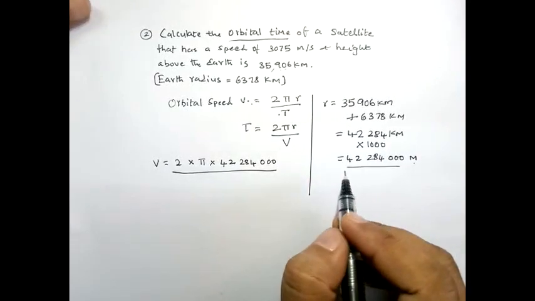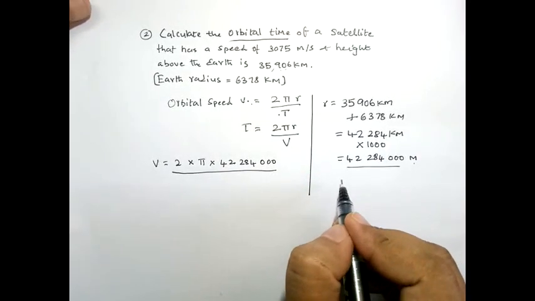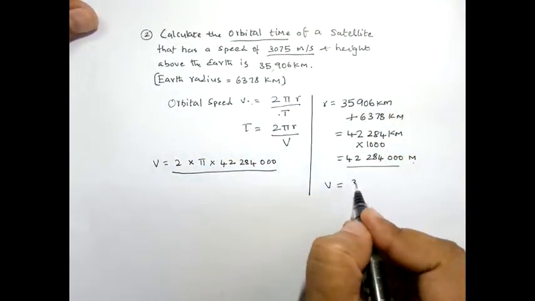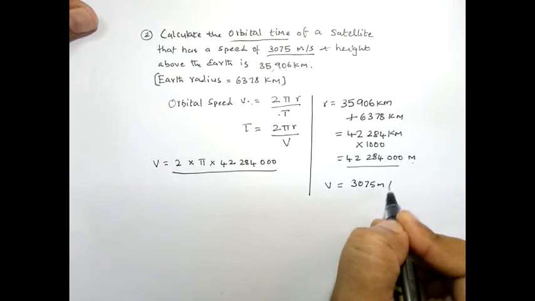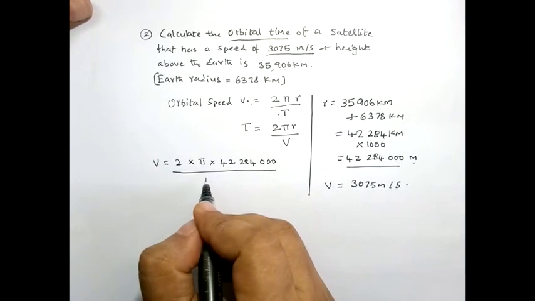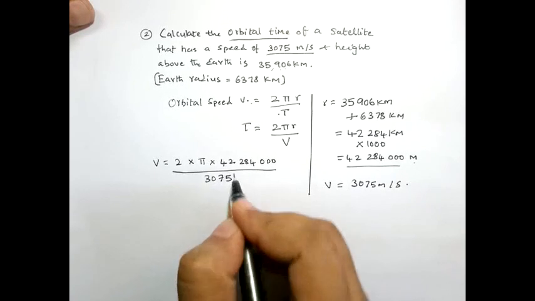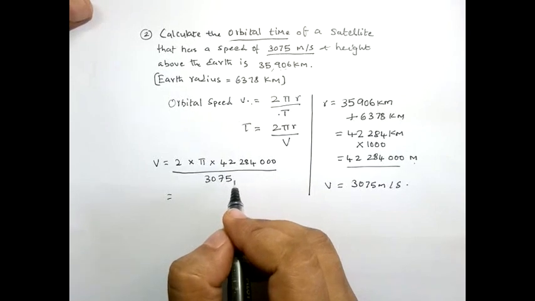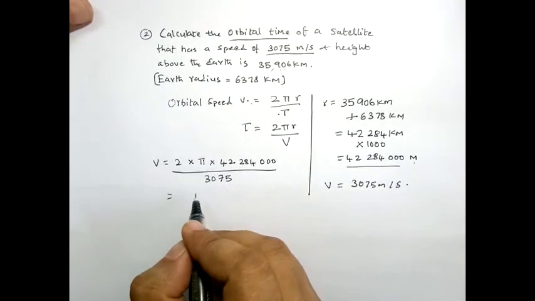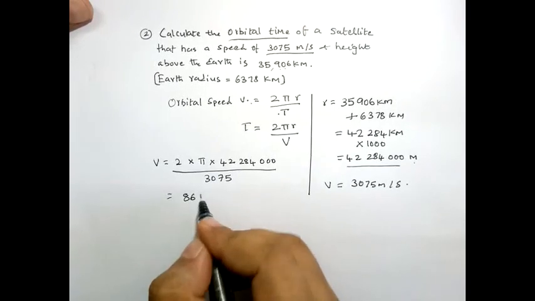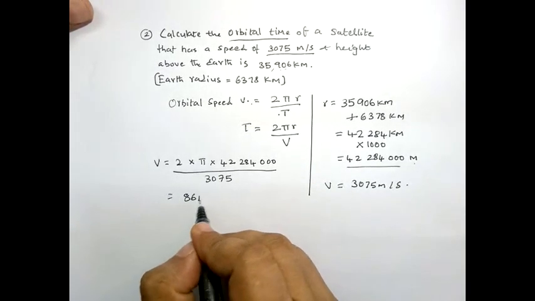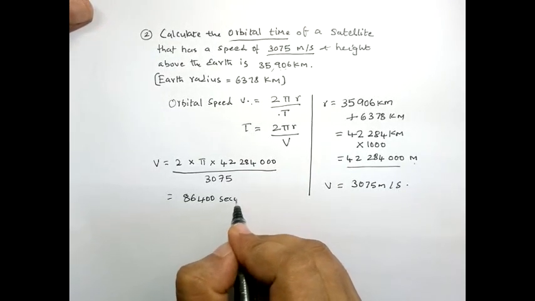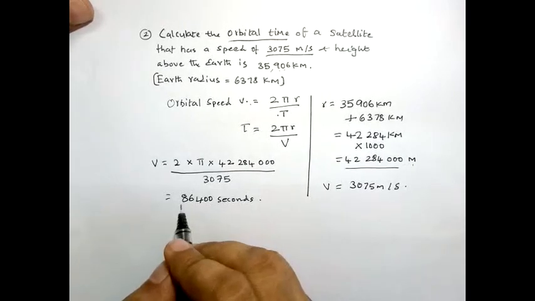So what is v? Do we have to do conversion here? No, because we directly have the speed here, which is 3075 meters per second. So we just substitute here directly. That's too easy, right? Then we simplify, and what we get is this value, 86,400 seconds. In seconds, so this is the final answer.